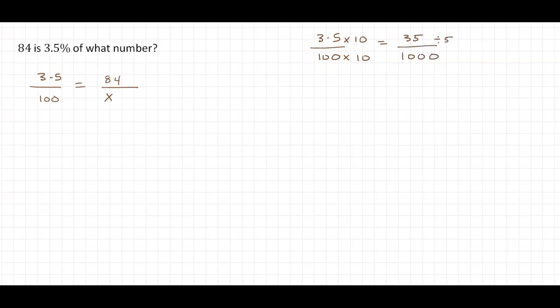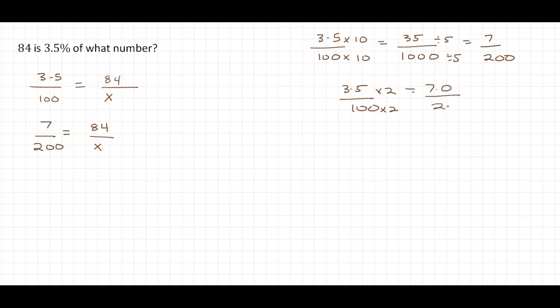This you can divide by 5, numerator and denominator. So we now have 7 divided by 200. So therefore, 7 over 200 is equal to 84 divided by x. So you can also see here that because it's 0.5, I can multiply by 2 and also multiply the denominator by 2. Let me show you that. 3.5 over 100, you can also multiply this by 2 because it's going to make this 7.0 over 200.